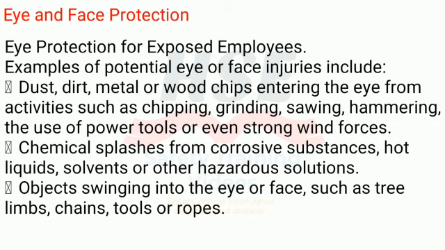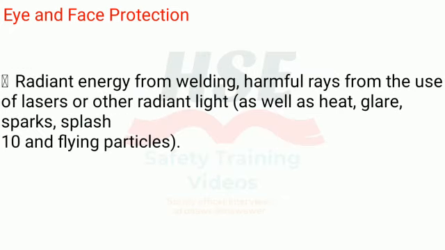Examples of potential eye or face injuries include dust, dirt, metal or wood chips entering the eye from activities such as chipping, grinding, sawing, hammering, the use of power tools or even strong wind forces. Chemical splashes from corrosive substances, hot liquids, solvents or other hazardous solutions. Objects swinging into the eye or face, such as tree limbs, chains, tools or ropes. Radiant energy from welding, harmful rays from the use of lasers or other radiant light, as well as heat, glare, sparks, splash and flying particles.